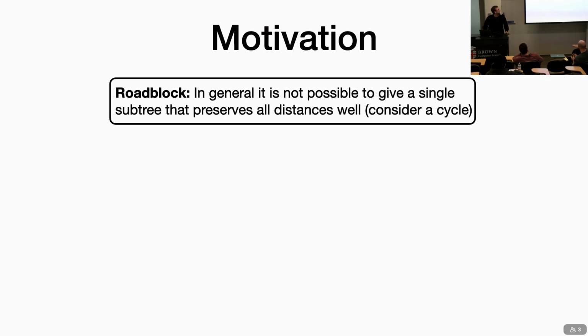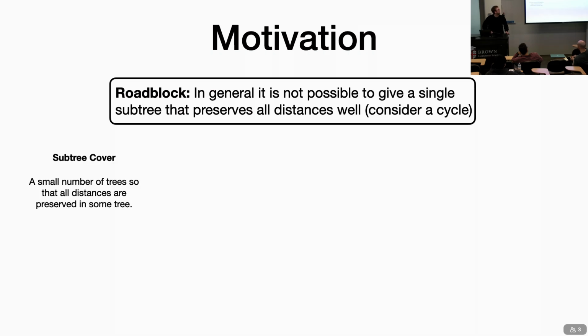So first of all, there's one pretty big problem with this. If you just take a single tree, it's not possible to capture all the distances in your graph well. One way you can see this is to consider a cycle. Any spanning tree of a cycle, you're just going to remove one edge from the cycle, and then the vertices on either side of that edge have to go all the way around the cycle, so their distance is going to be n instead of just 1.